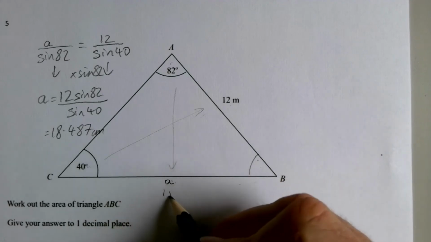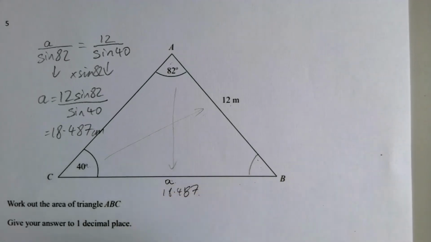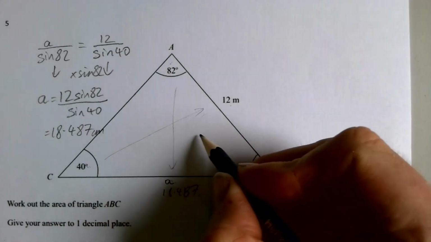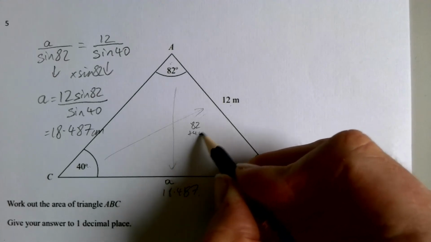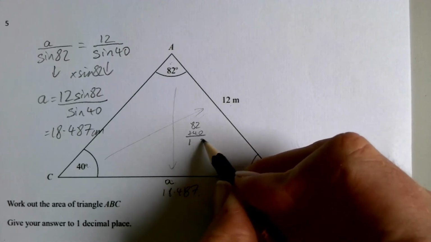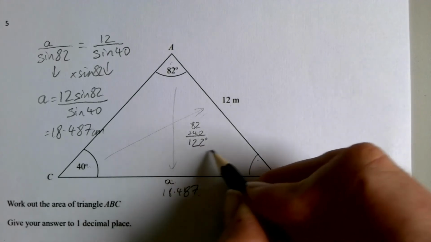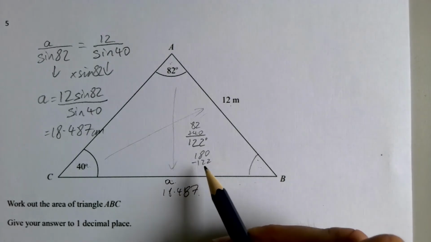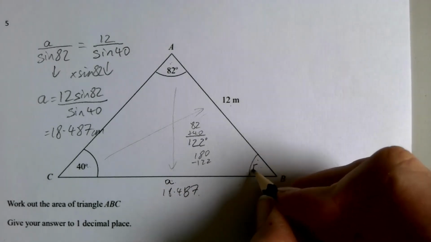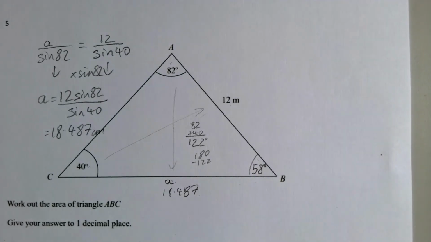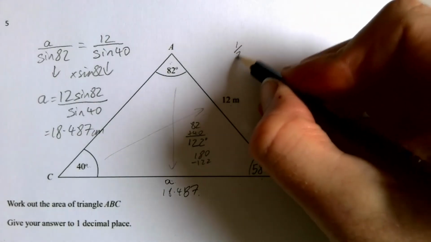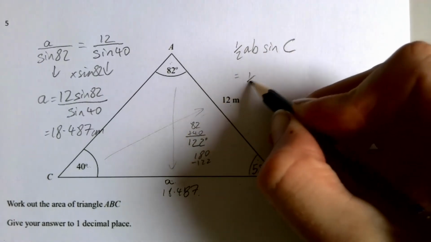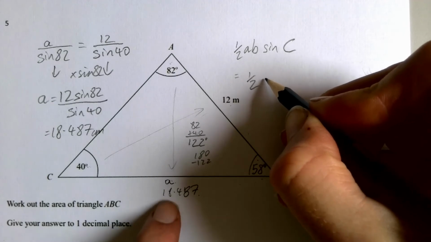So if we put 18.487 down there, then we can say, what's this angle here? Well, 82 plus 40 is 122 degrees. 180 take 122, well, take 120 would be 60, so take two more away, it will be 58 degrees.